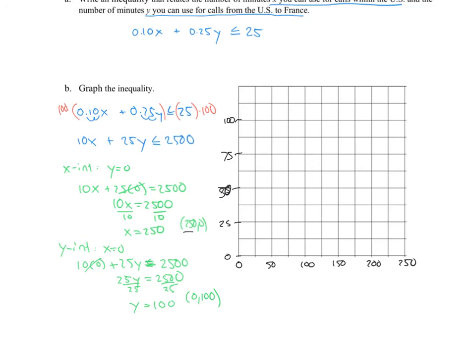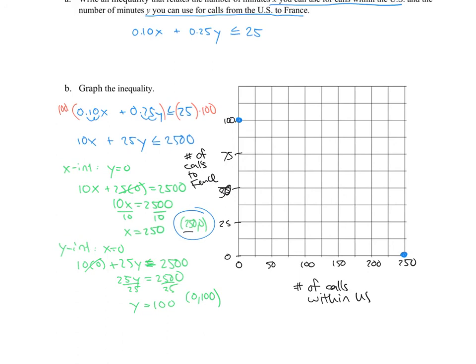Okay, and then I'm going to plot these points. Well, and I should also label my variables. The x-axis is the number of calls within the US. The y-axis is the number of calls to France. And I'm going to plot my points. So my x-intercept was 250, 0. And then the y-intercept is 0, 100. And then I connect them.